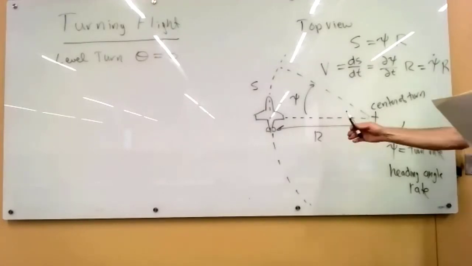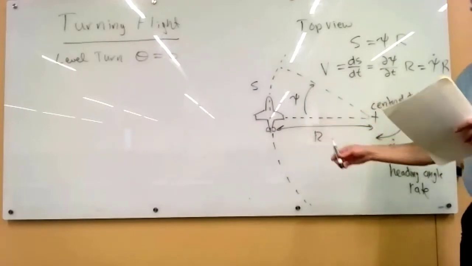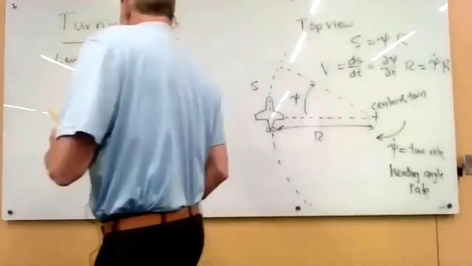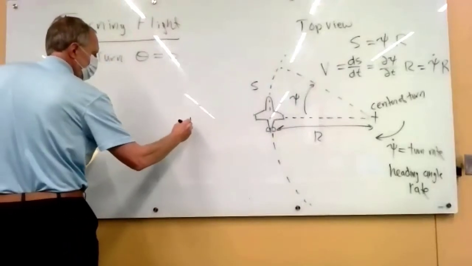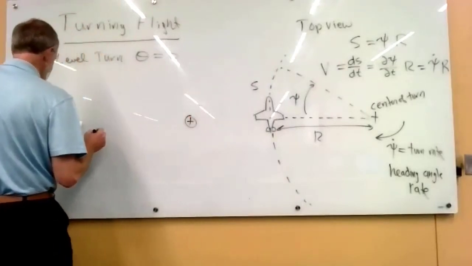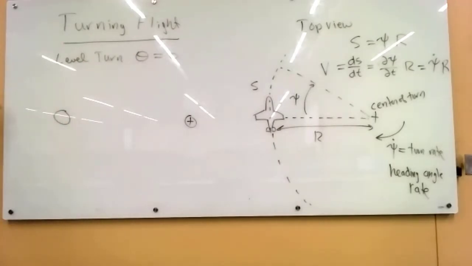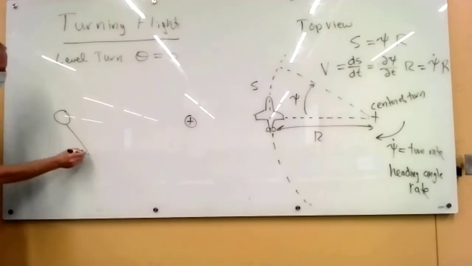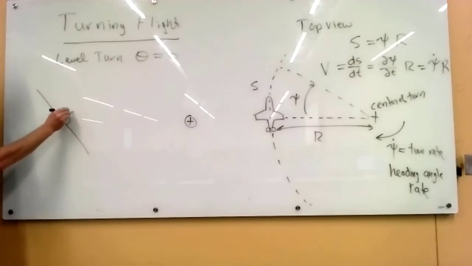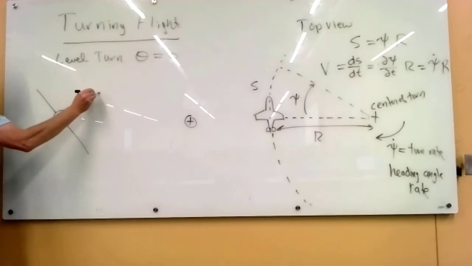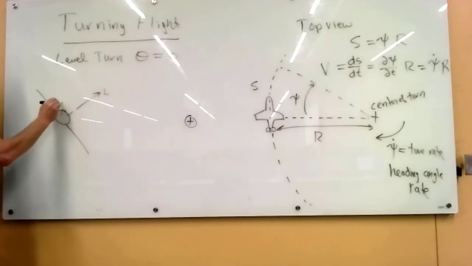All right, so now I want to look at a back view of the airplane. Here's the center of the turn right there. Here's the airplane. And we need some kind of force to make it do that turn, to make it do the circular path. And the easiest way to get that is to bank the airplane so that part of the lift vector provides that centrally acting force.